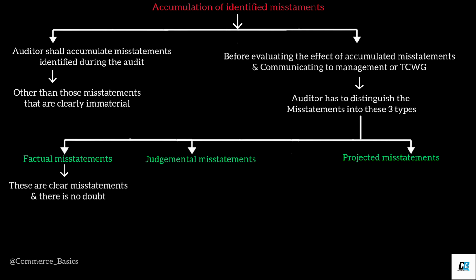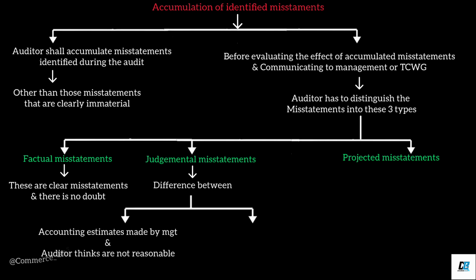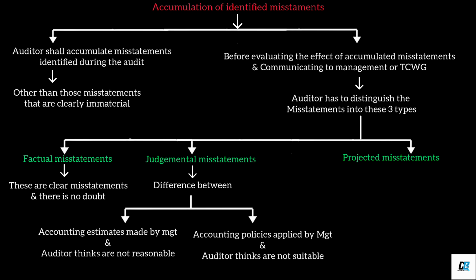And judgmental misstatements are differences arising from accounting estimates used by the management which the auditor thinks are not reasonable, like scenario 1. In scenario 2, accounting policies applied by the management which the auditor thinks are not suitable for that area. So these are called judgmental misstatements.